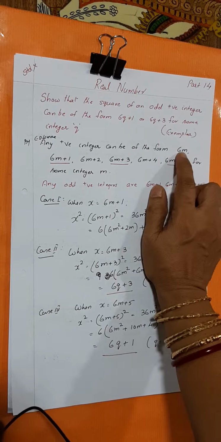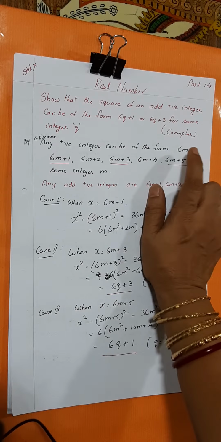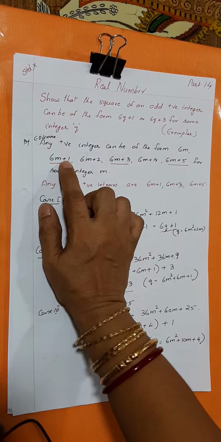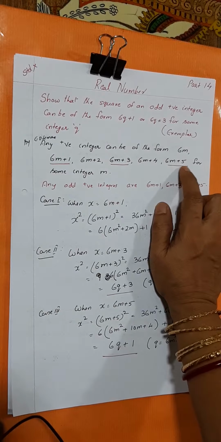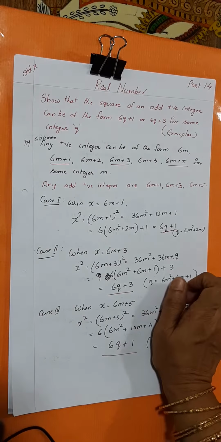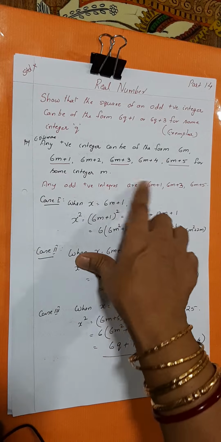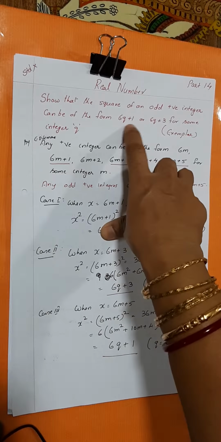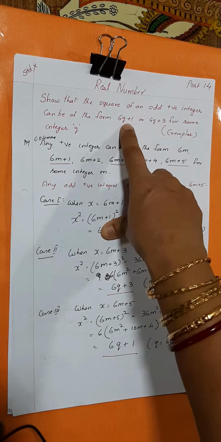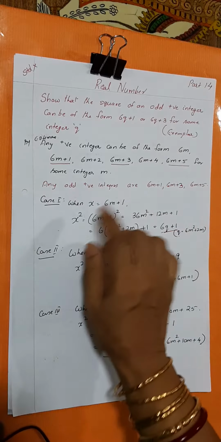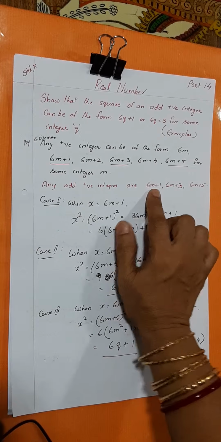From this, if you see, 6m is an even integer, so 6m plus 1 will be odd. So 6m plus 1, 6m plus 3 and 6m plus 5, these are the three odd positive integers. Now we have to find the square of these integers and then prove that it is of the form either 6q plus 1 or 6q plus 3. So the odd positive integers are these.